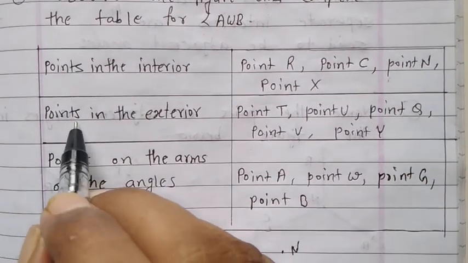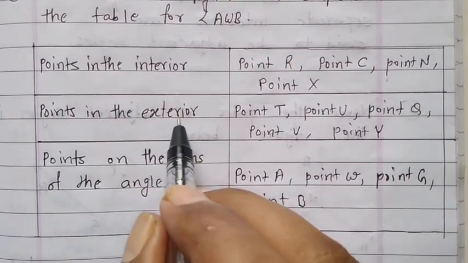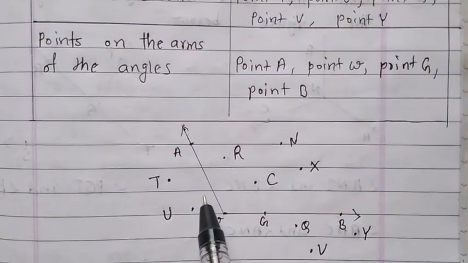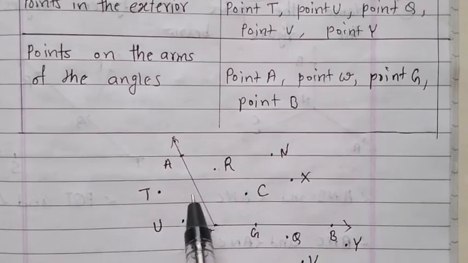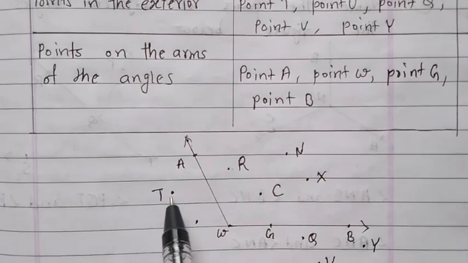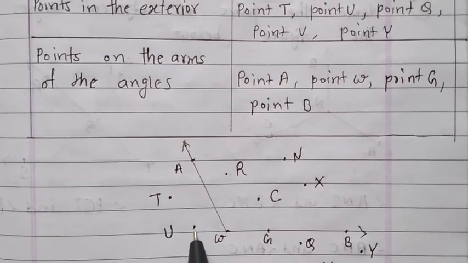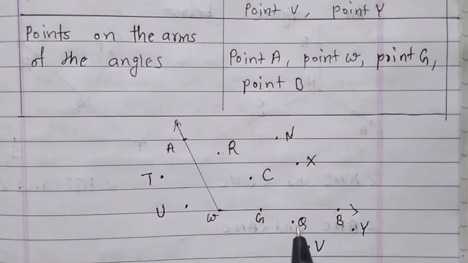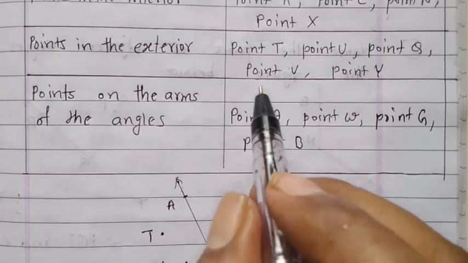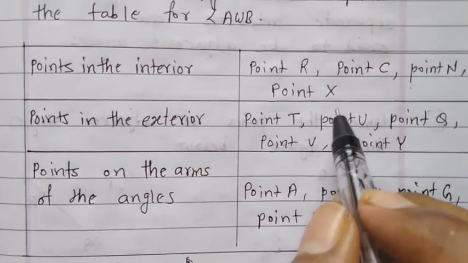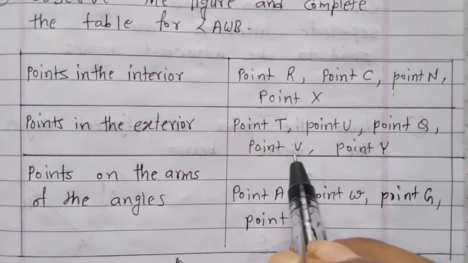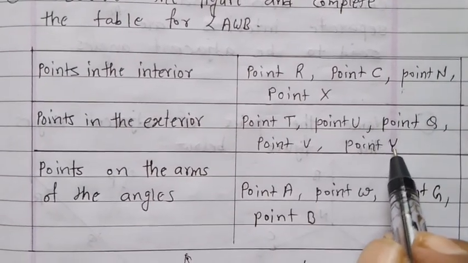Now the second question is points in the exterior of the angle. That means which points are in the exterior of the angle, whatever is outside of this angle. So which points are the exterior points? See, point T, point U, point Q, point V, point Y. So write here in this column: point T, point U, point Q, point V, point Y.